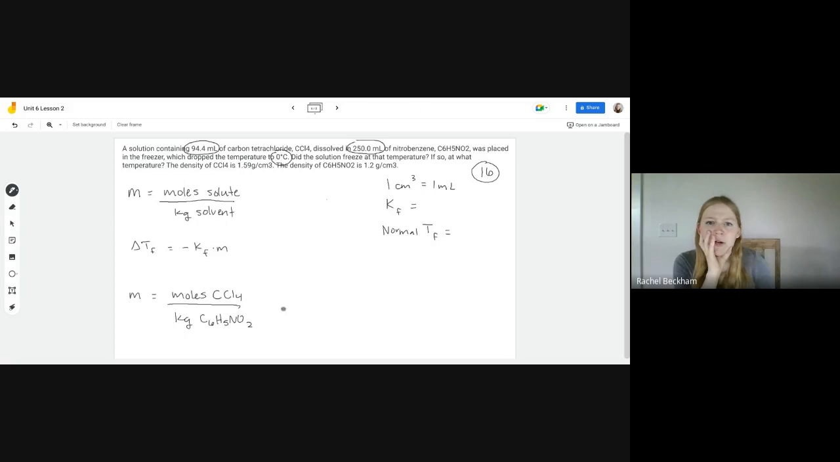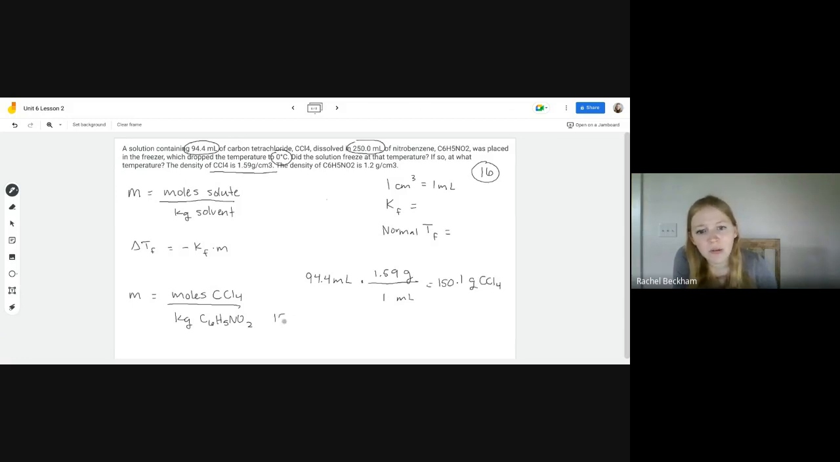So right now, they gave us that it was 94.4 milliliters. They did not give us the moles, but it said that the density is 1.59 grams per centimeter cubed. So we can convert it over to grams because we know that the density is 1.59 grams for every 1 milliliter, because a centimeter cubed is a milliliter. So let's convert it over to grams, 94.4 times 1.59, and I'm getting 150.1 as my answer here, and that's how many grams I have of CCl4.